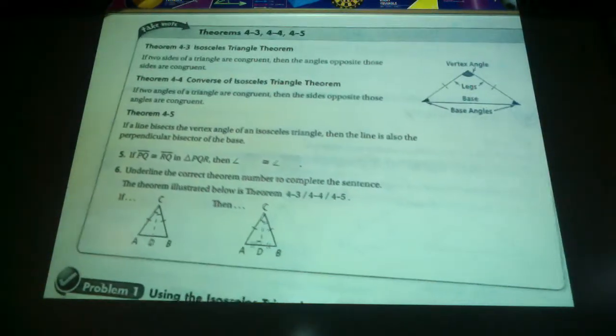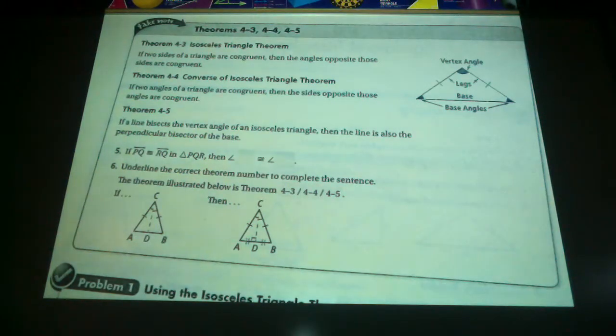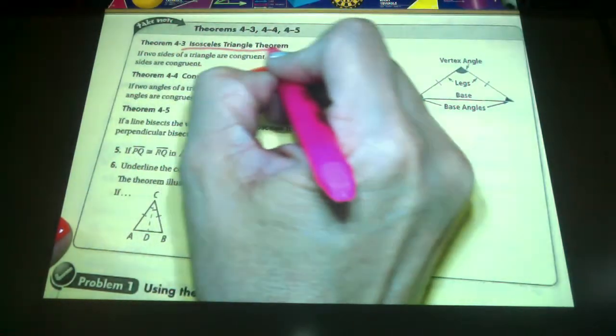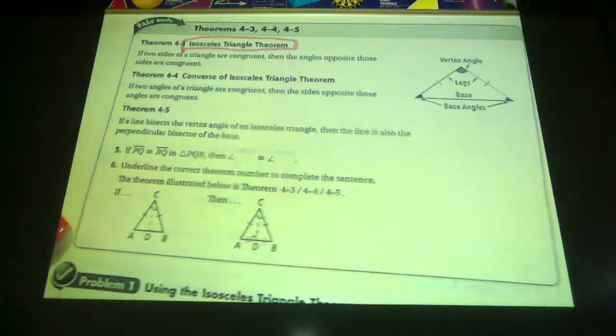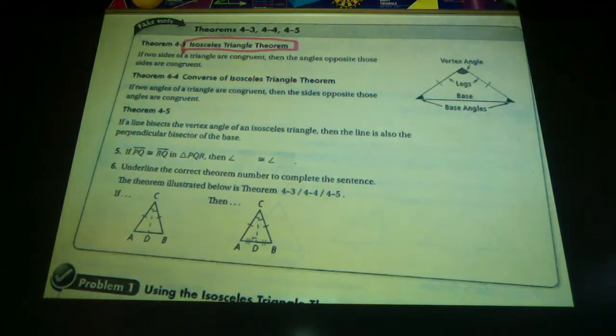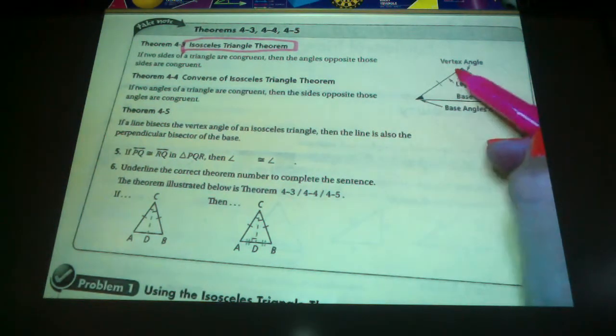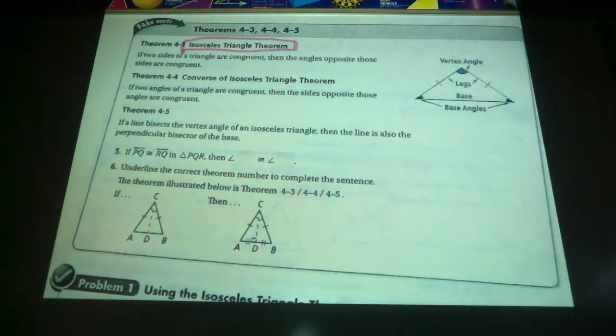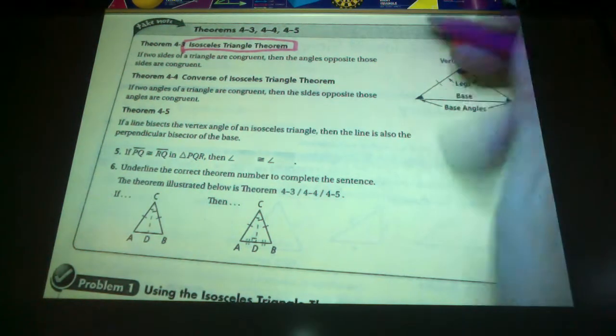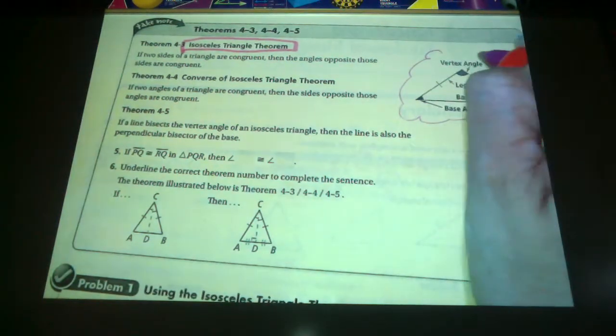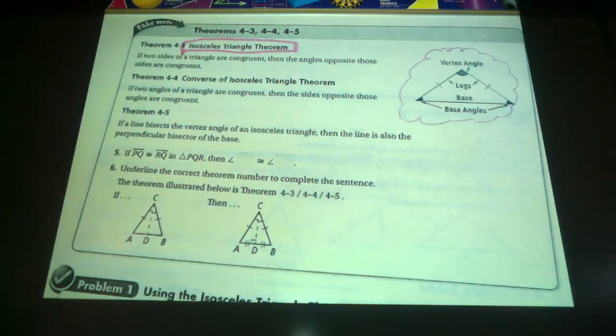Okay, so let's look at our new theorems, all related to isosceles triangles. I would put each one of these on a flashcard. So your isosceles triangle theorem says that if two sides of a triangle are congruent, then the angles opposite those sides are congruent. So you've got the two sides that are congruent here, and by the way, you must know this diagram. I will ask you the parts of an isosceles triangle.